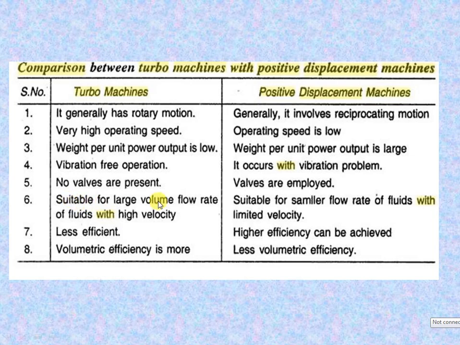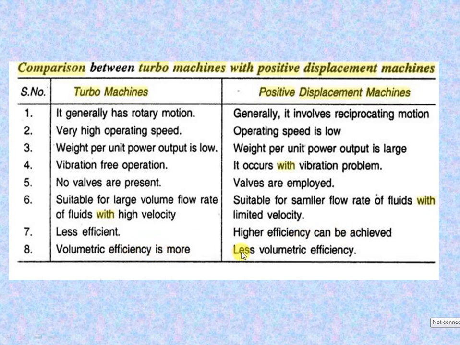Turbo machines are suitable for large volume flow rate of fluid with high velocity, while positive displacement machines are suitable for smaller flow rate of fluid with limited velocity. Turbo machines, that is axial and centrifugal compressors, are used where large volume of flow rate is required, but a reciprocating compressor gives a small flow rate and limited velocity. Turbo machines are less efficient, and in positive displacement machines higher efficiency can be achieved.